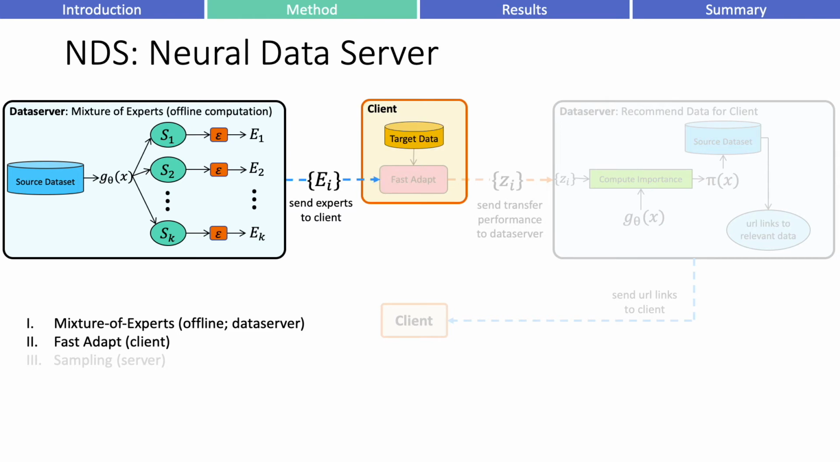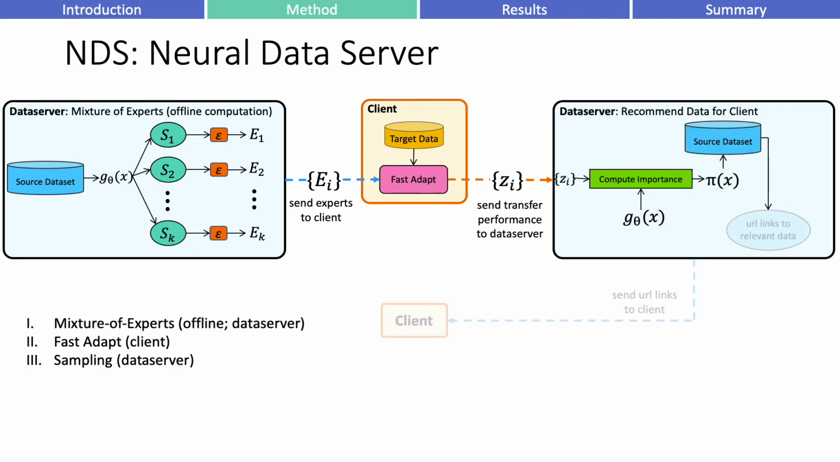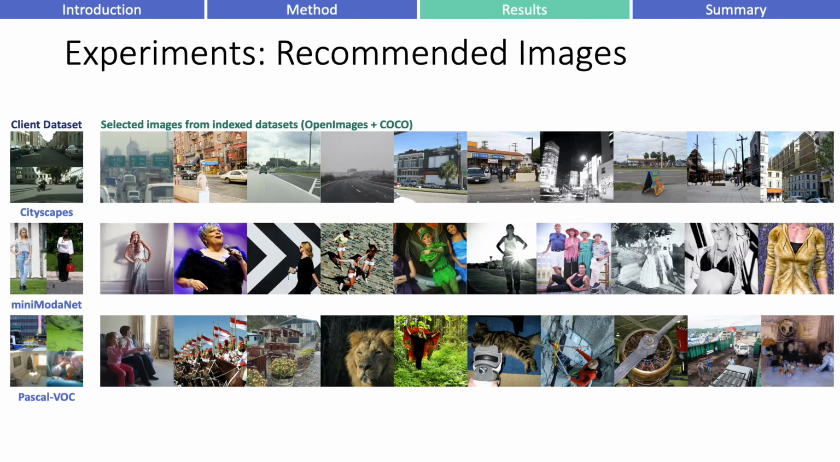Next, the experts' accuracies on self-supervised tasks are computed on the client's dataset. These accuracies are used as a proxy to determine the importance of the server's data samples. After the client sends the transfer performance to the data server, the server performs sampling according to the importance weighting of the data points and constructs the final list of data samples to the client.